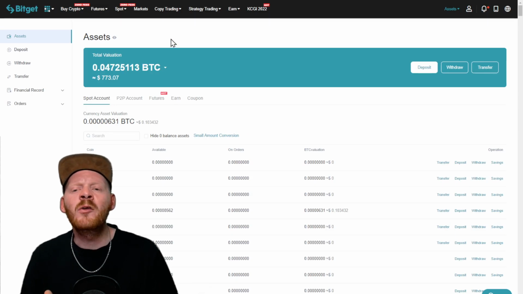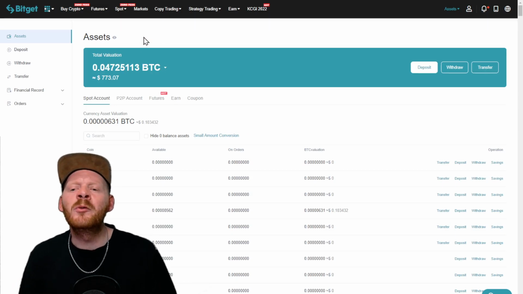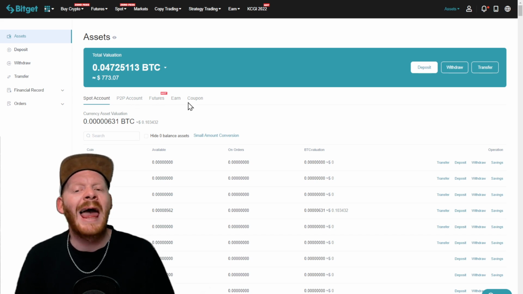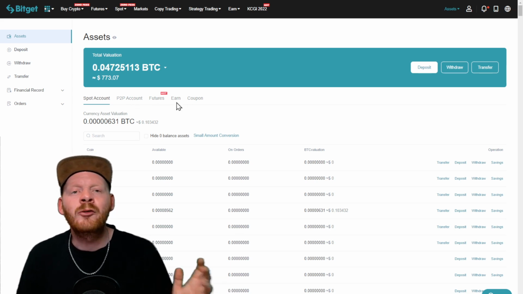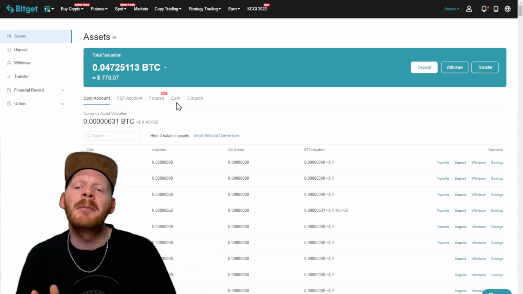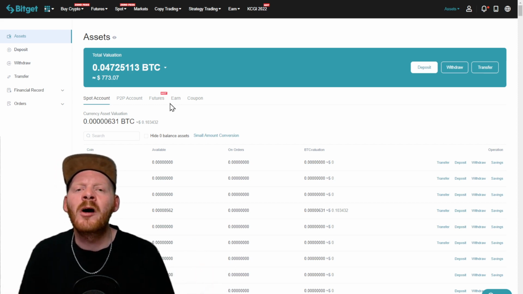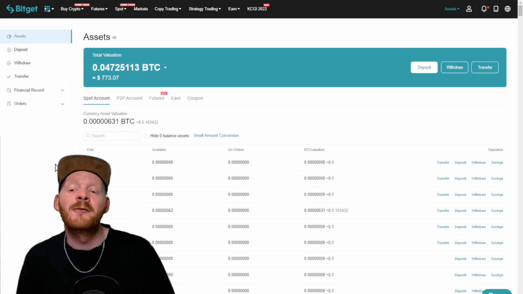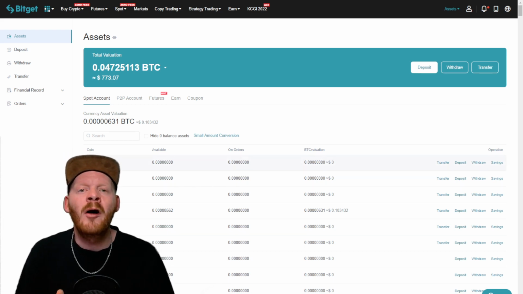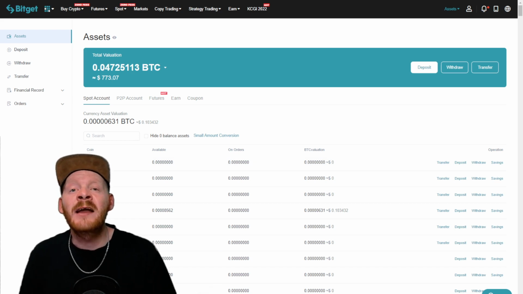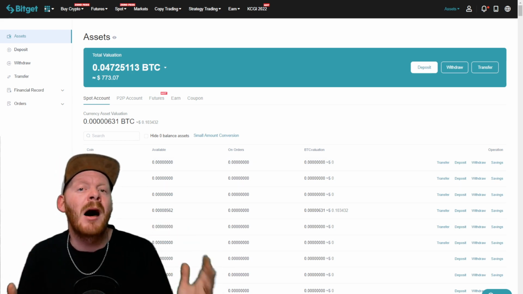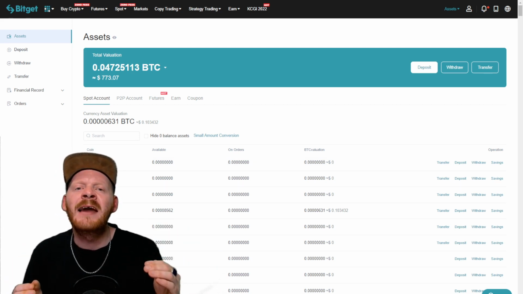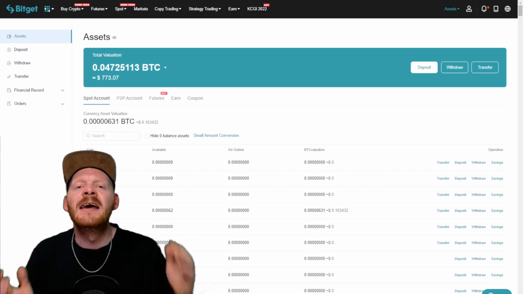Over on assets, you can see your whole assets distributed over your spot account, peer-to-peer account, futures account, and your earn, where you can also stake cryptocurrencies on Bitget. But guys, if you deposit any cryptocurrencies on your spot account, they will appear exactly here. But first, we have to trade Bitcoin against USDT so that you can trade on your USDT-M margin, and that means that the underlying asset with which you are trading is USDT.